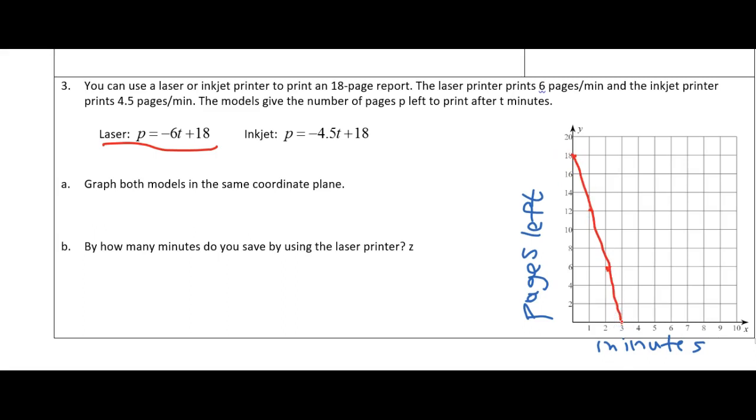Okay. My second graph, I'm going to go ahead and graph this one in green, my inkjet. So this one also, it's just an 18-page report that you are comparing. So this y-intercept is also 18, but the slope is -4.5. So my next one down from that would be 13.5. Okay. My next point down from that would be 9.